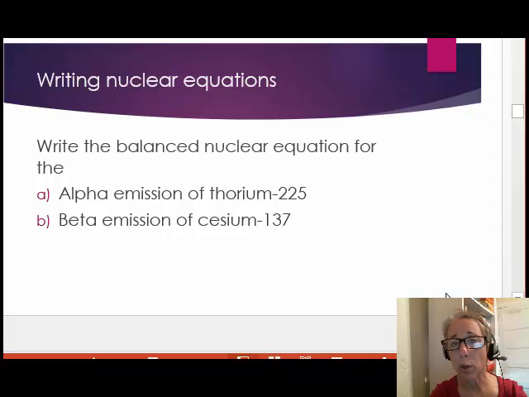Practice writing nuclear equations for alpha and beta emission processes. Write the balanced nuclear equation for A, alpha emission of thorium-225, and B, beta emission of cesium-137. You'll need a periodic table to answer this. Pause the video to determine the answers.